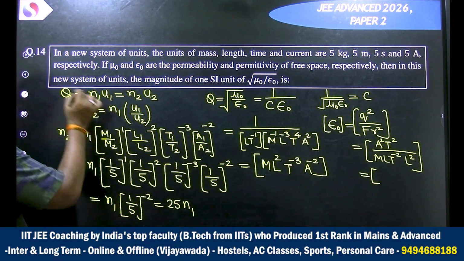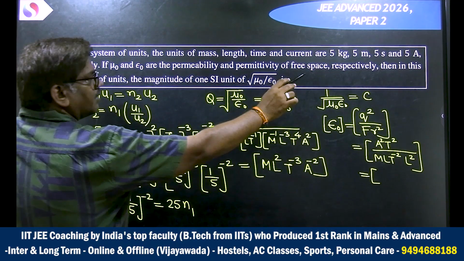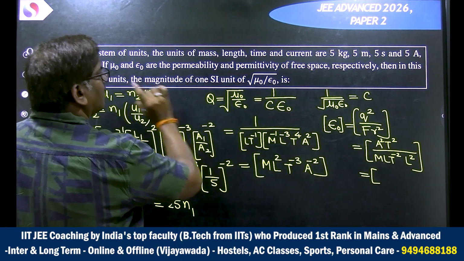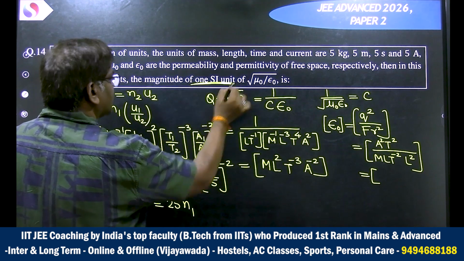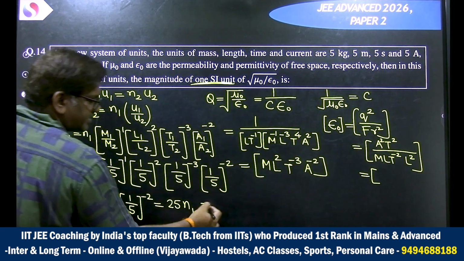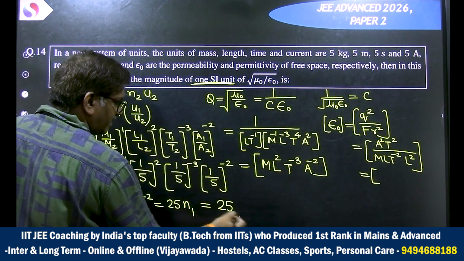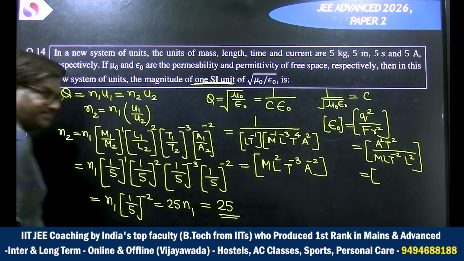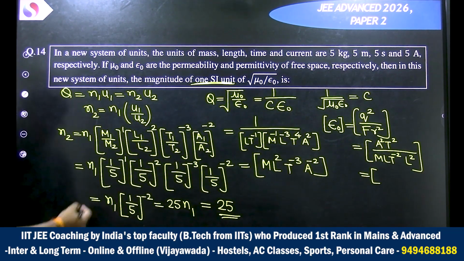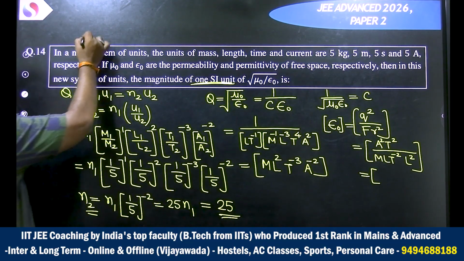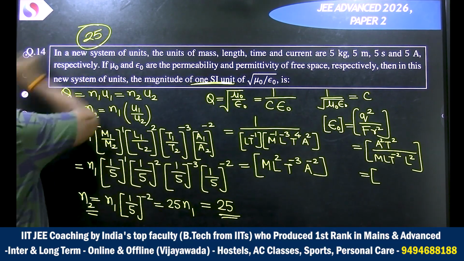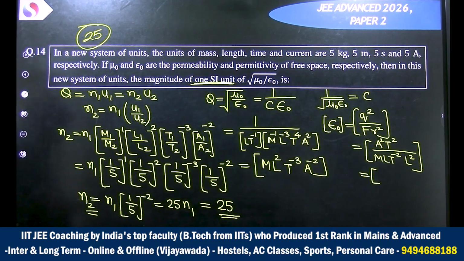Now they are talking about what is the value of 1 SI unit. Meaning N1 is 1. 1 SI unit is equivalent to 25 SI unit in system 2. Alright. So for N1 equals 1, the value of N2 is coming as 25. That means the answer of this question is 25.